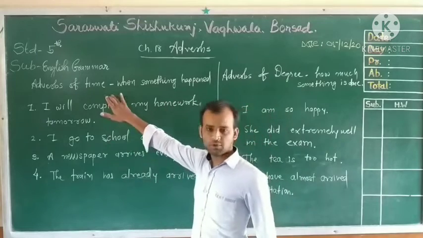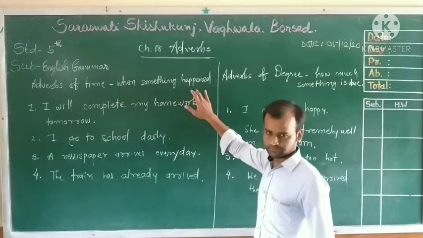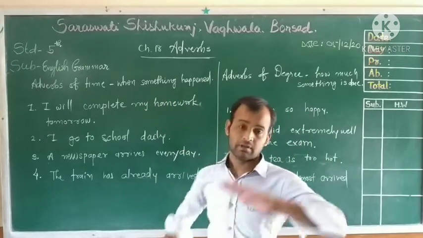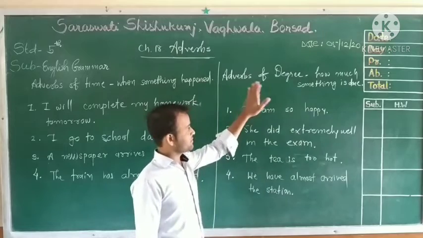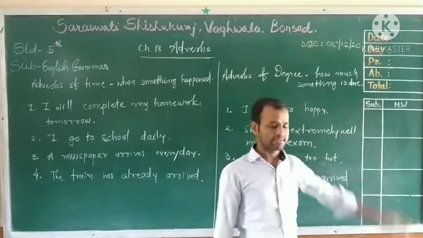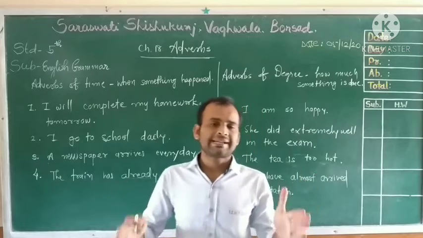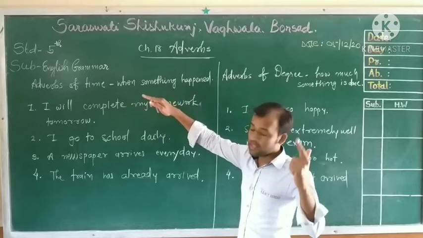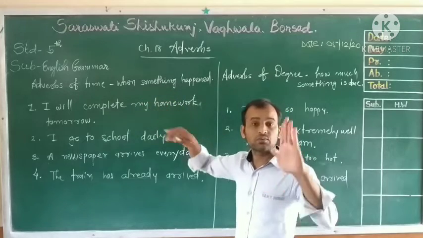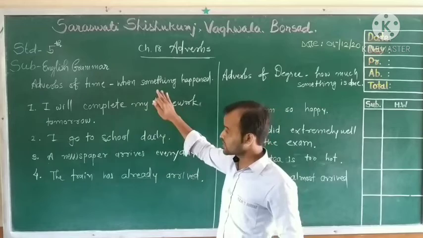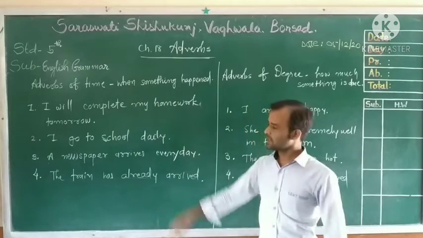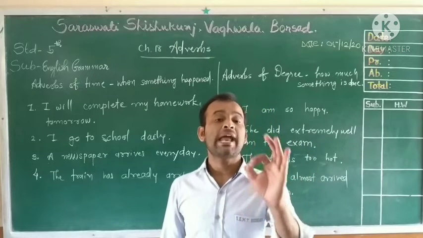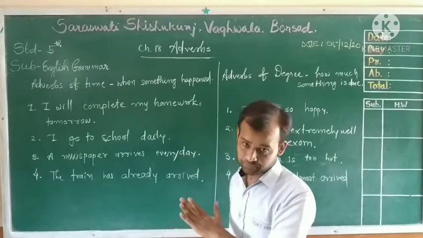Adverbs of time, when something happened. On the other side, adverbs of degree, how much something is done. Both are different kinds of adverbs. First of all, we will see this one, adverbs of time. It shows when something happened. Dear students, I have given you 4 sentences. Out of these 4 sentences, we have to identify which is the adverb of time.